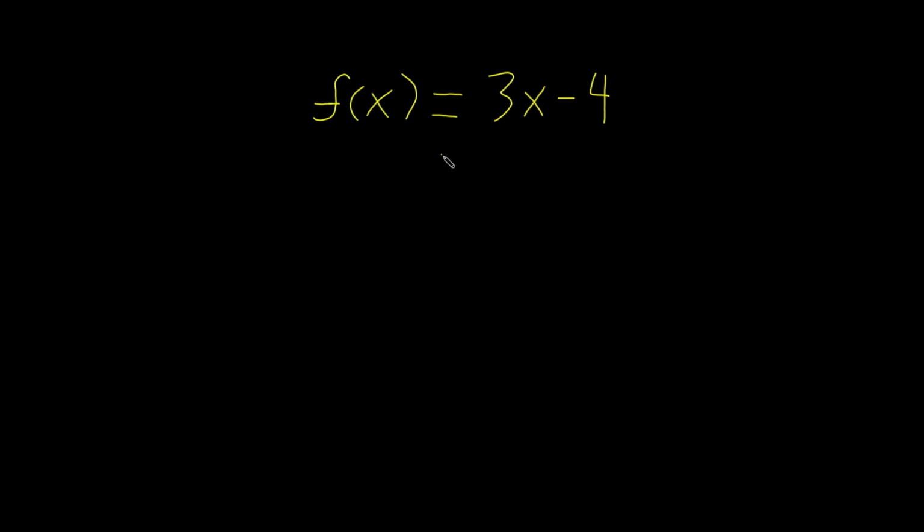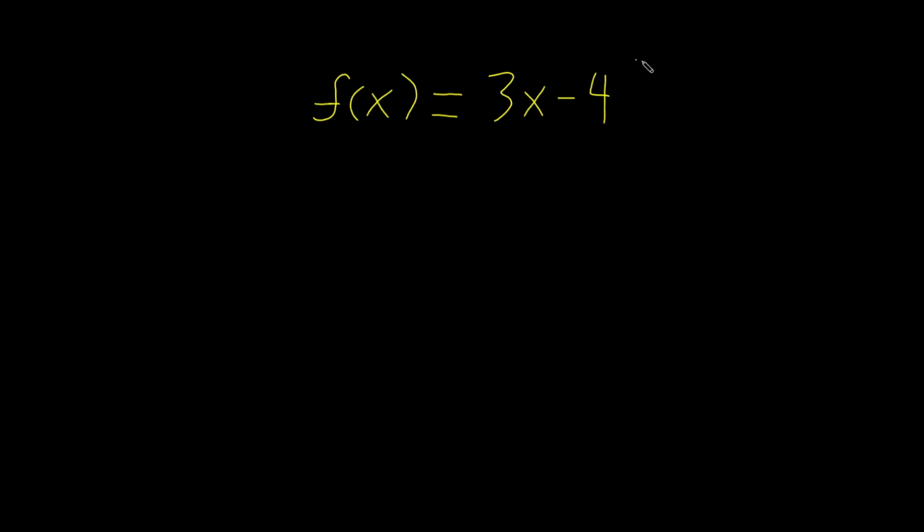Alright guys, so now we have the function 3x minus 4. And we want to find the domain of this function. Well, before doing that, we have to first understand what the domain is. The domain is the set of inputs for x that are allowed in the function. So what values of x aren't allowed in this function?